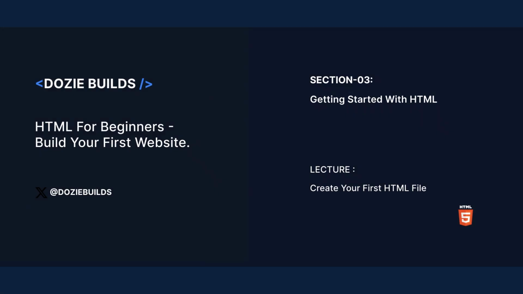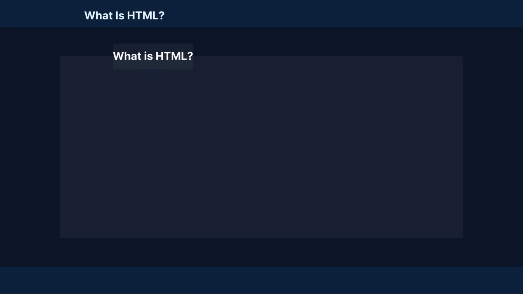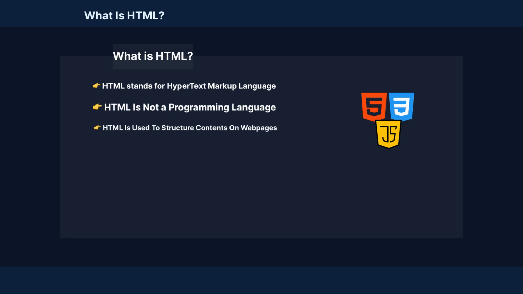In this lesson, we are going to understand what HTML means and create our first HTML web page. What is HTML? HTML stands for Hypertext Markup Language. HTML is one of the core technologies of the web, alongside CSS and JavaScript. HTML is not a programming language, but a markup language used to structure the content on a web page.